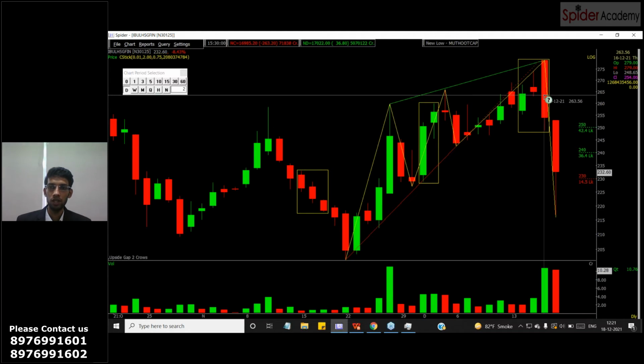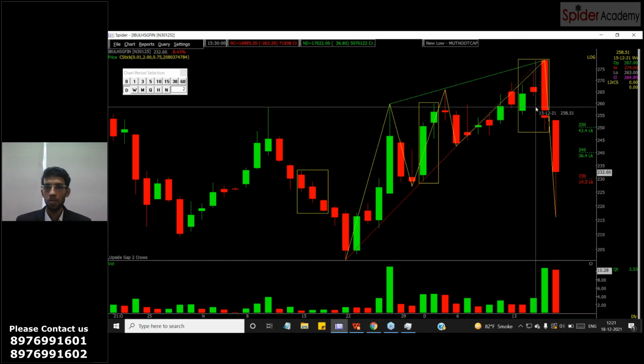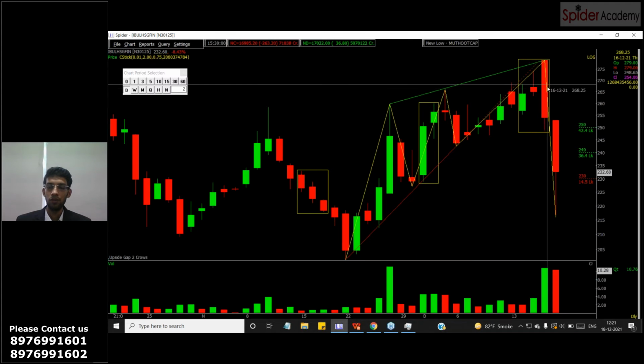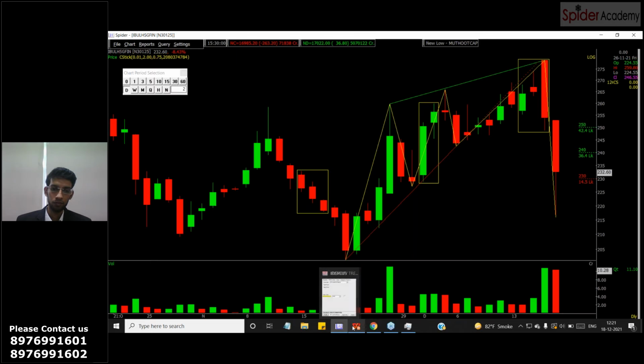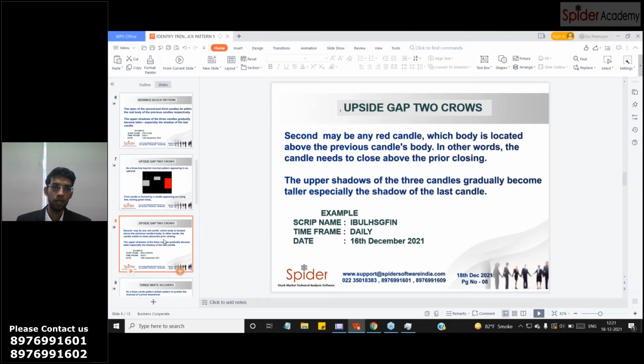So you can see in this candle on the 16th, there is a reversal. This is an upside gap to close. This is a pattern. So you can see on the very next day there will be chances of a fall. This is how you can identify these patterns. This is the third pattern, which is upside gap to close.